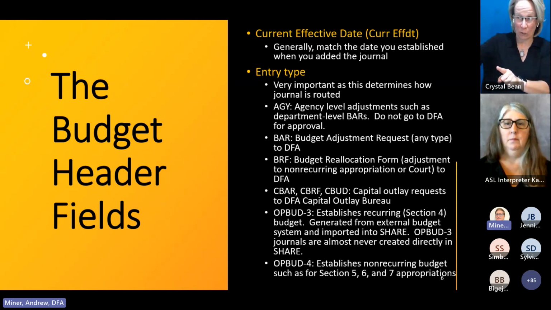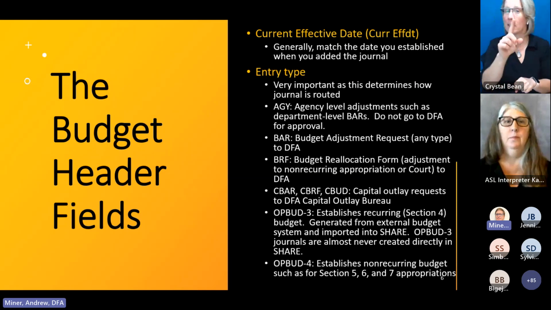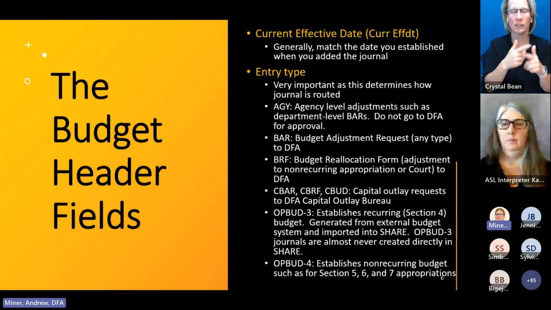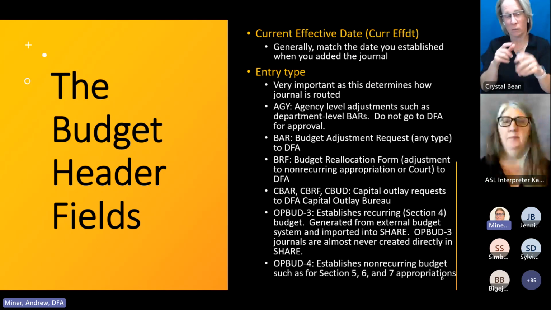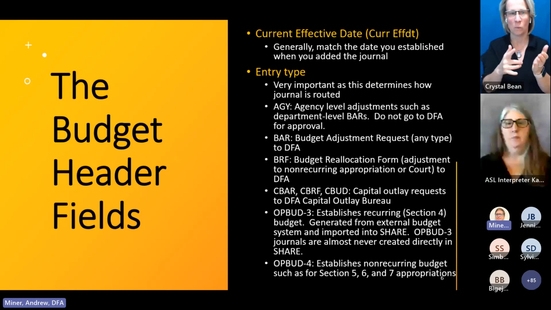Like I say here, they're almost never created directly in Share, but it can happen. Also, sometimes if something got wrong in your original budget setup, then we might go back and do a technical OPUD 3 correction, in which case we would do an OPUD 3 journal, but we would do an adjustment. So occasionally we do those if we have to have some sort of technical correction to how your budget was set up.